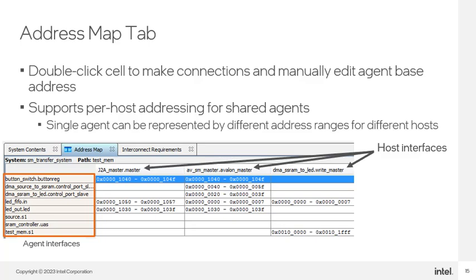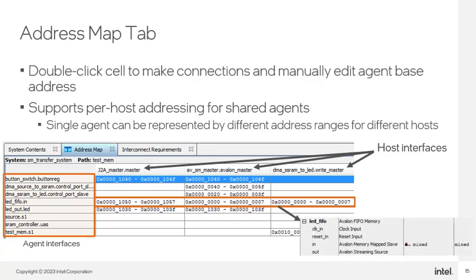In the example shown here, the in-agent interface on the LED FIFO component is accessed by 3 different hosts. For 2 of those hosts, the agent is accessed at address 0, while for the third host, the agent is accessed at address 1050. If an agent is accessed at 2 or more different addresses because of multiple host connections, "mixed" appears in the base and end address columns of the System View or System Contents tab, requiring the use of the Address Map tab to edit the addresses.